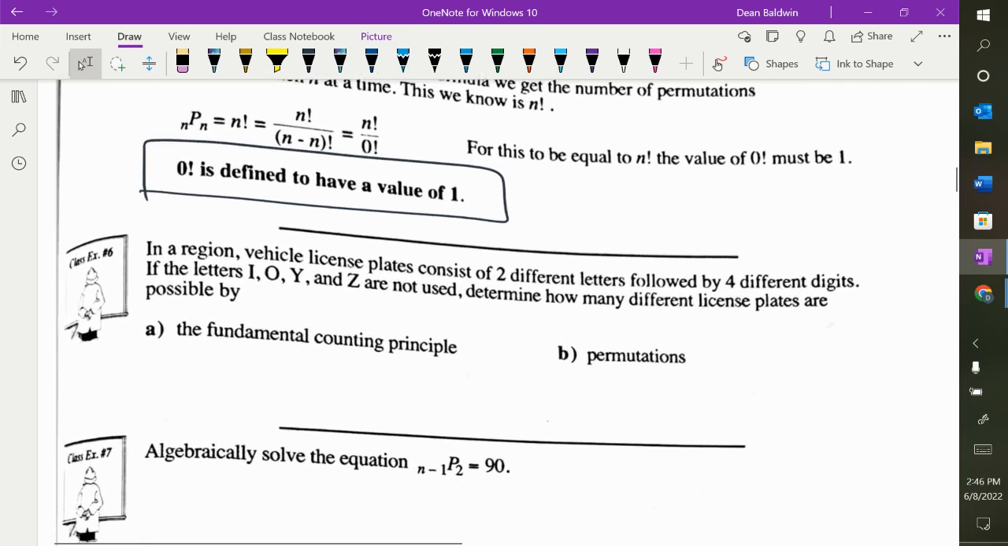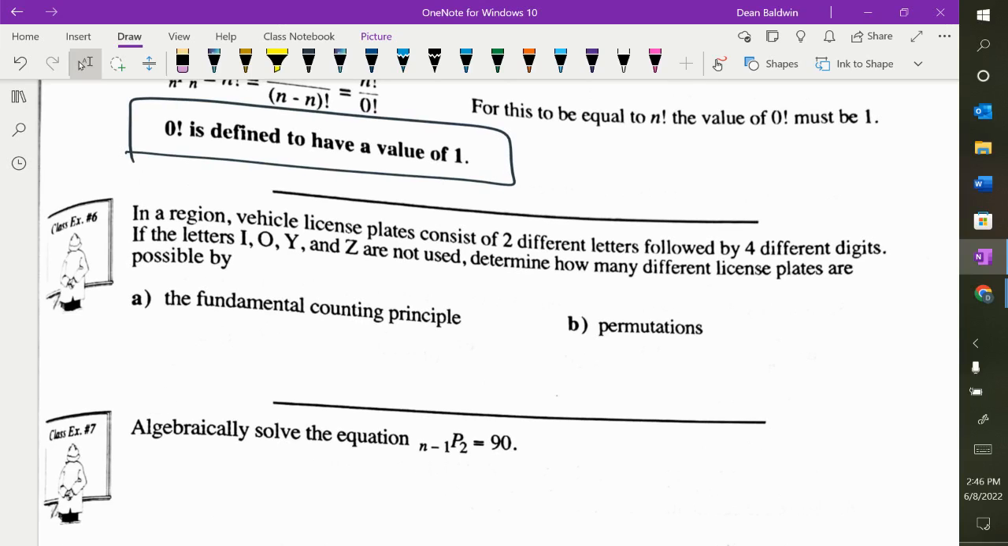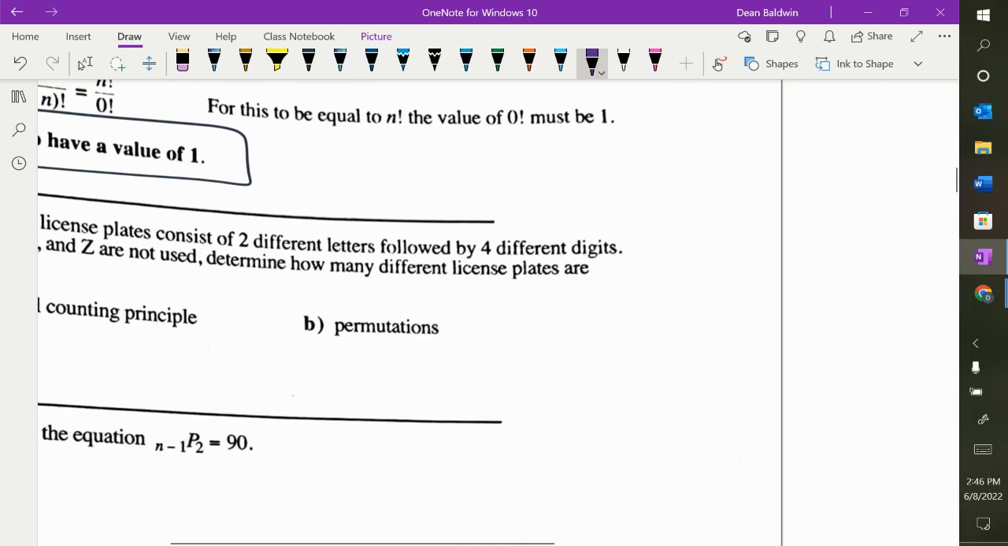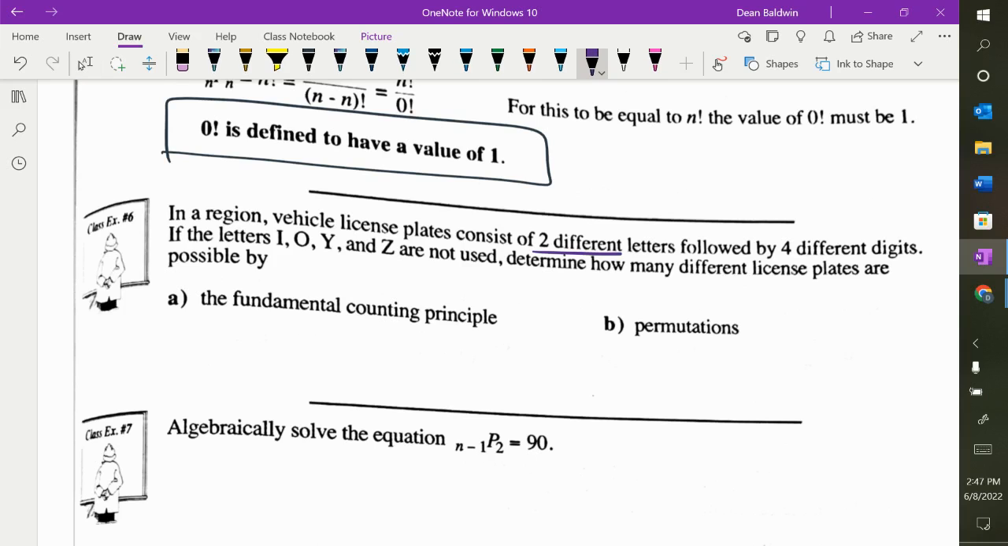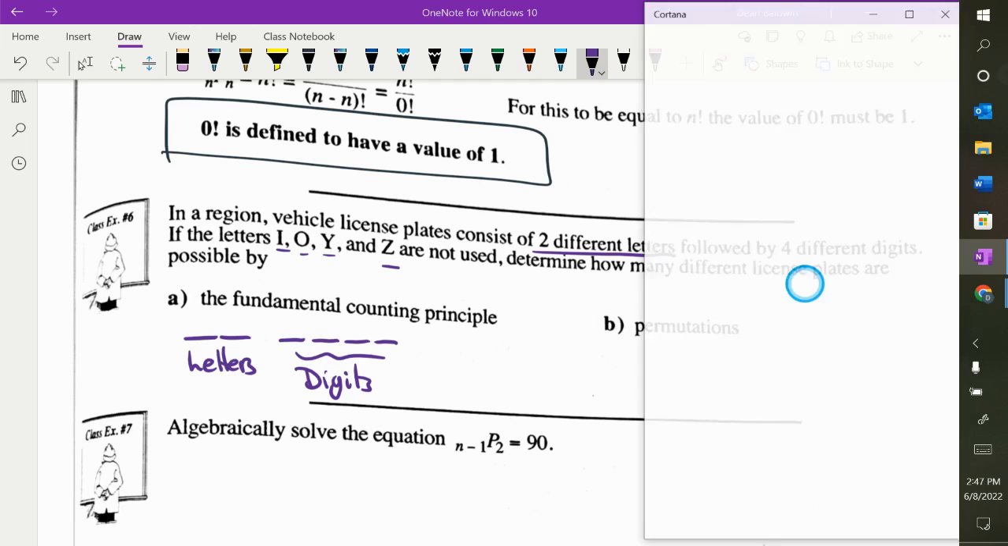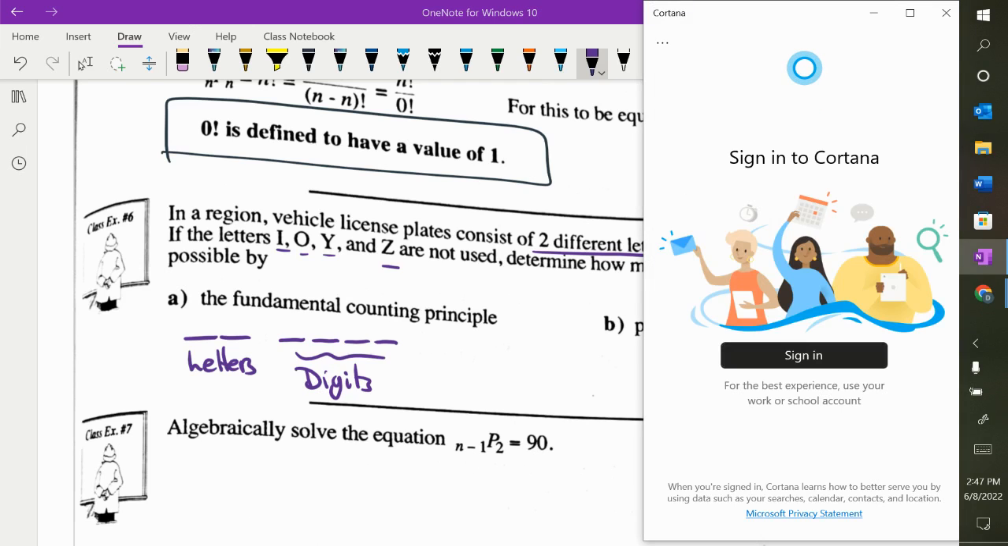So we're going to go back to license plates. This is how we did it yesterday. We have a license plate in a region: 2 different letters, followed by 4 different digits. You can't repeat anything. The letters, we're not allowed to use I, O, Y, and Z. So how many letters are left? 22, because there are 26 letters in the English alphabet.